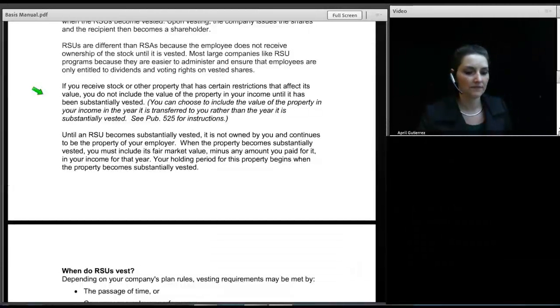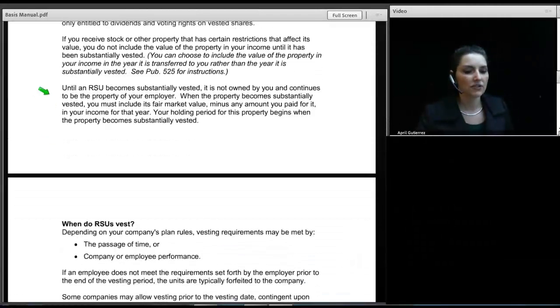So on the Schedule D, we'll report zero gain or loss, usually a small loss because of the brokerage account fees. So until an RSU becomes substantially vested, it is not owned by you and continues to be the property of your employer. When the property becomes substantially vested, you must include its fair market value minus any amount you paid for it in your income for that year.